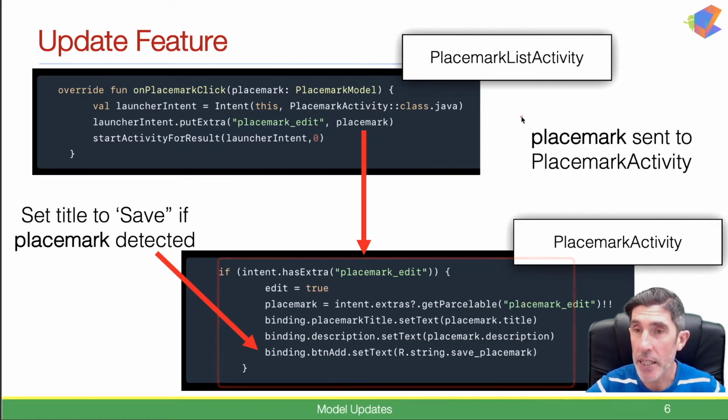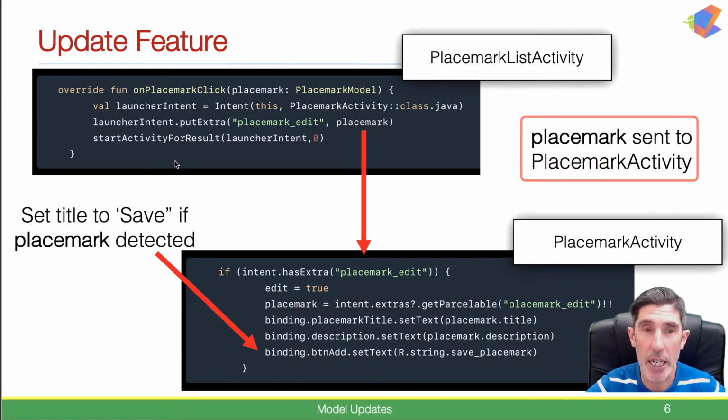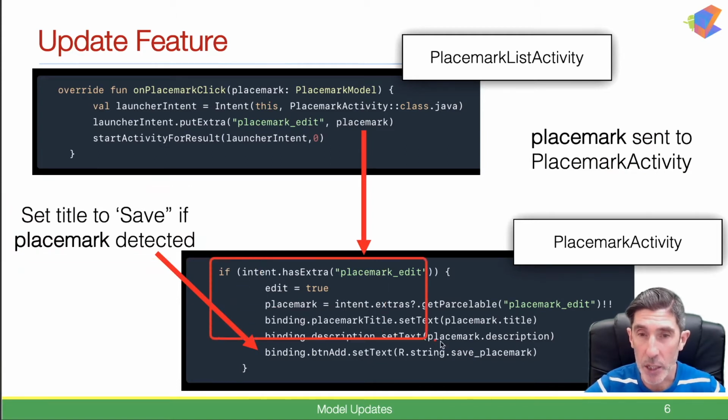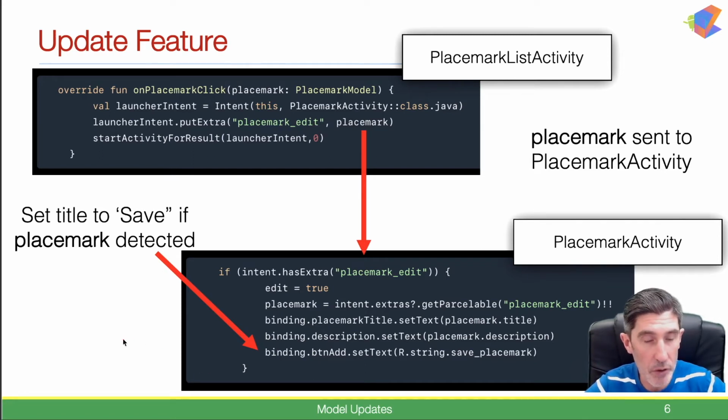As I said, our placemark is sent to PlacemarkActivity, and we set our title to save if a placemark is detected. That's why we have to wrap it all up in an if. We've now got multiple features inside our PlacemarkActivity. We've got the ability to add a placemark, and we've now got the ability to edit and update a placemark. The rest of the slides focus on that in a bit more detail.